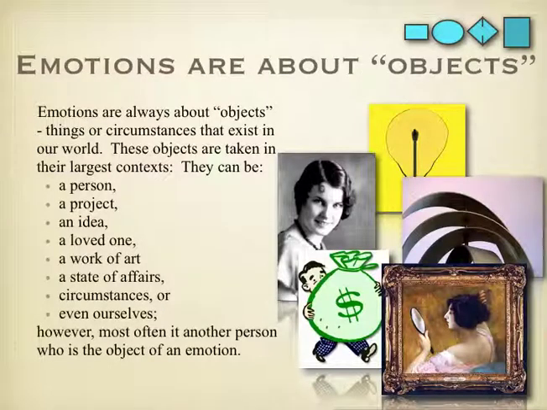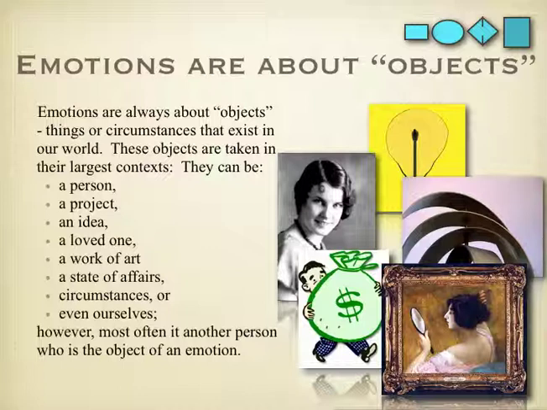And it is an object that we usually have an emotion about. It's a person. It could be a project, going skiing or working on something around the house or at work. It could be even an idea. I love philosophy, or I love literature. It's not something tangible, but it's something that exists independent of our mind. We can have an emotion about that. It could be a loved one, a person that we like hanging around with, a work of art, a state of affairs. I love peace. Some people love conflict. A set of circumstances, but we can even have an emotion about ourselves.